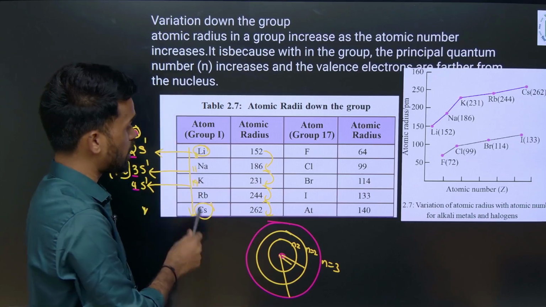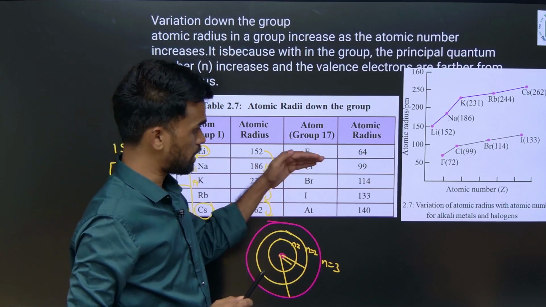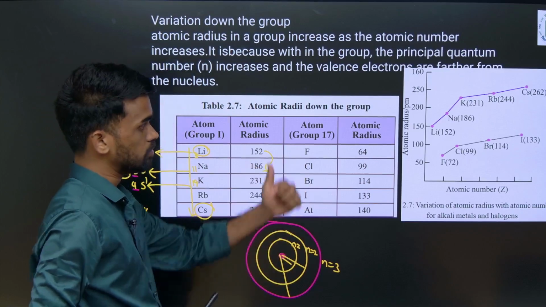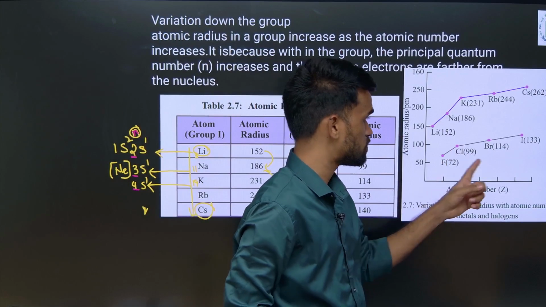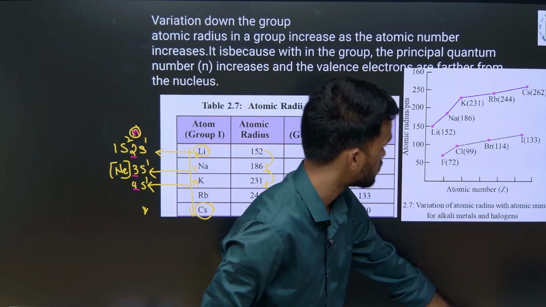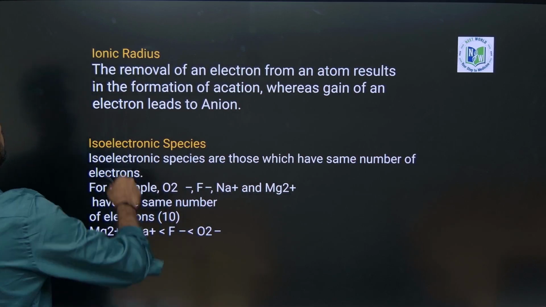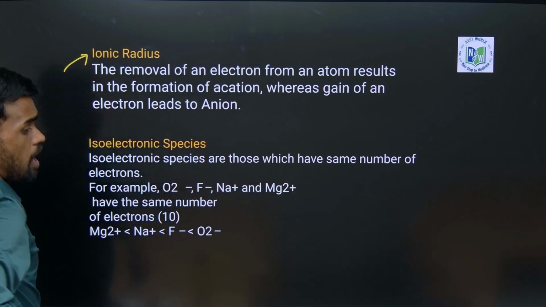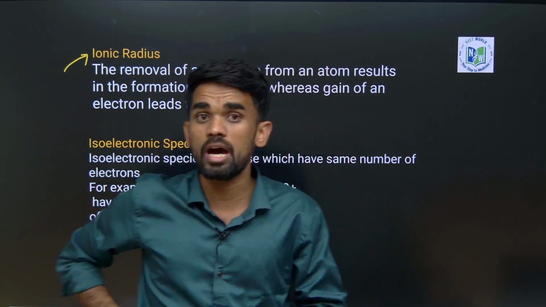Okay, so down the group what happens? Atomic radius increases. These are the elements with the comparable values. So these are graphical representations for first group elements as well as halogens provided here. Next we have ionic radius. Previously we discussed atomic radius, now it is about ionic radius.